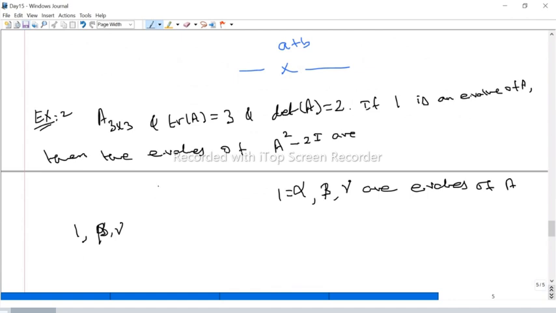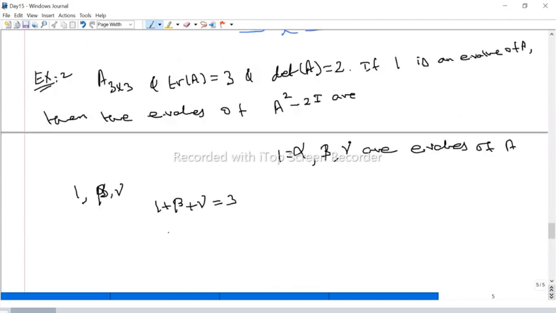Now the sum of the eigenvalues is nothing but the trace. What is the sum? 1 plus beta plus gamma is 3. Now the product, 1 into beta into gamma, the product of eigenvalues is nothing but the determinant. So from this, beta plus gamma is 2, since 3 minus 1 is 2. Beta into gamma is also 2. Right?